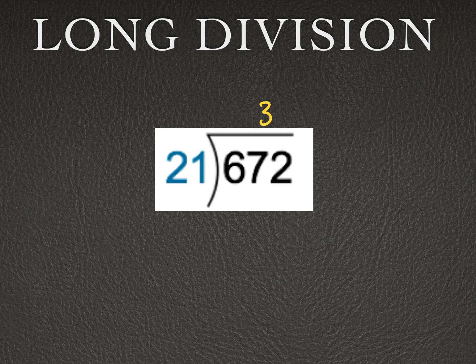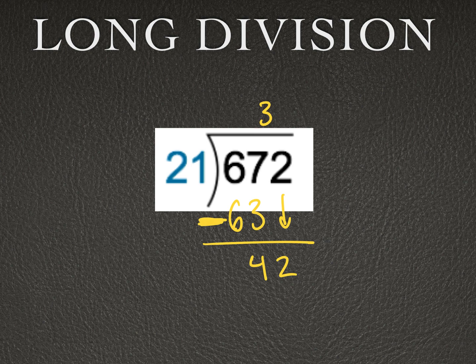Put 3 on top of them. We put 3 on top because it goes in 3 times. And then 3 times 21, which would be 63. What do I do next? Subtract. So in this step, even though it's a positive 63, I make it negative because I subtract here. So I'm subtracting 67 minus 63, which is 4. Then what do I do?